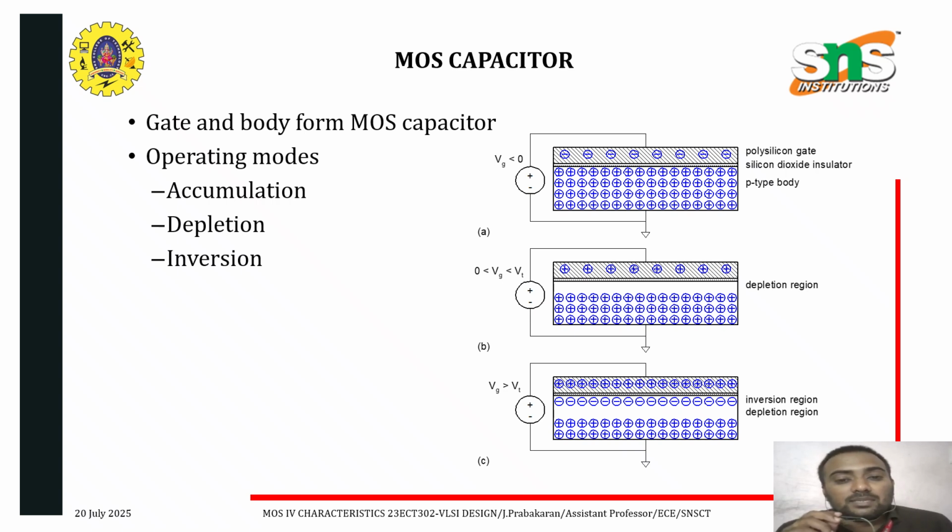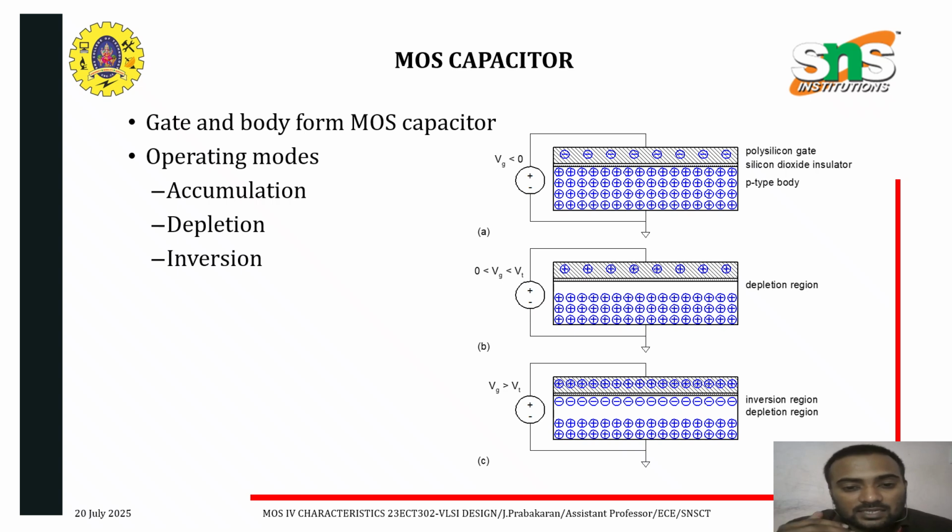Then in the depletion region, the condition is Vg greater than 0 and less than the threshold voltage, which means a small positive voltage at the gate terminal. Due to this, majority carriers are repelled, leaving behind fixed negative ions, which forms a depletion region with few mobile charges. Capacitance decreases as depletion width increases.